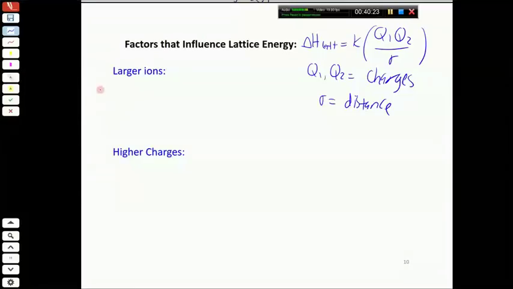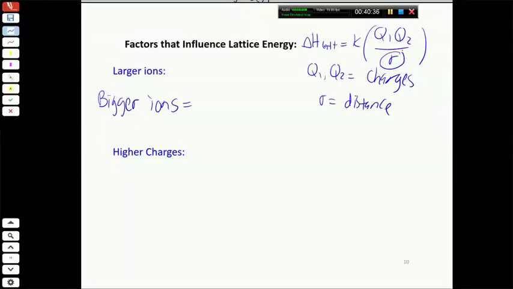So if we have larger ions, we learned how to compare ionic radius back in chapter 3, so that concept comes back here as well. If the ions are farther apart, that means this radius term here gets larger. So when you have larger ions in the formula, they're going to be farther apart from each other. If we're comparing F- to Cl-, F- is smaller than Cl-, and it would pack closer to the positive ions. So the larger ions are going to be spread farther apart from each other, and that's going to result in a smaller lattice energy.